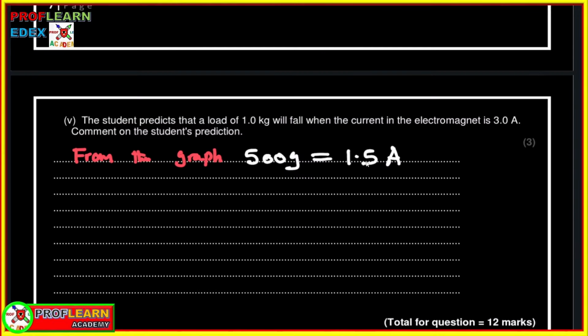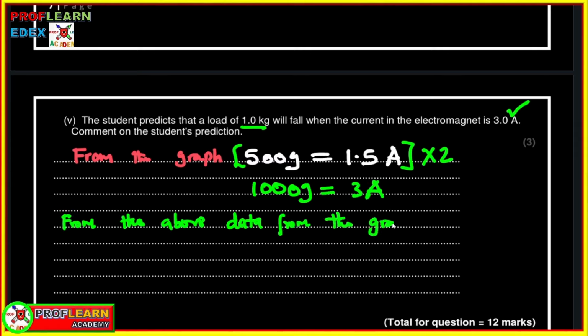A student predicts that the load of 1.0 kg falls when the current is 3.0. Remember, the data was collected and the graph was drawn, but 1.0 kilogram, which is equivalent to 1,000 grams, is not on the graph. The student might have predicted from the graph that 500 grams is 1.5, then times 2 will tell us that 1,000 grams is equal to 3 amperes. That could be the student's assumption, supported from the graph.